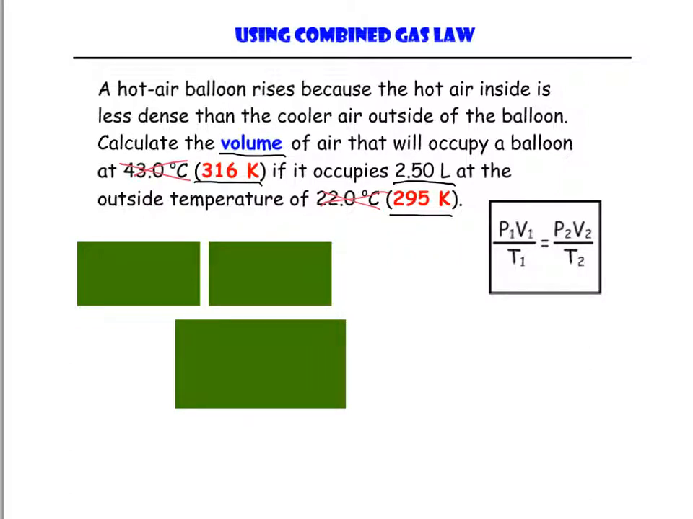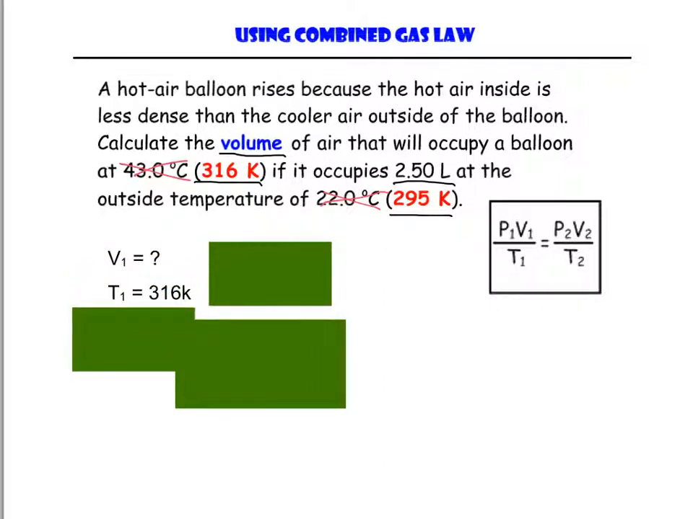So the first thing we should do is go through and define our variables. Well, it's having us calculate the volume of air a balloon will occupy at 316 Kelvin. So we need to solve for our volume at 316 Kelvin. And again, it doesn't matter what's 1 and what's 2, it's going to give you the same answer. So volume 1, we don't know. Temperature 1 is 316 Kelvin.